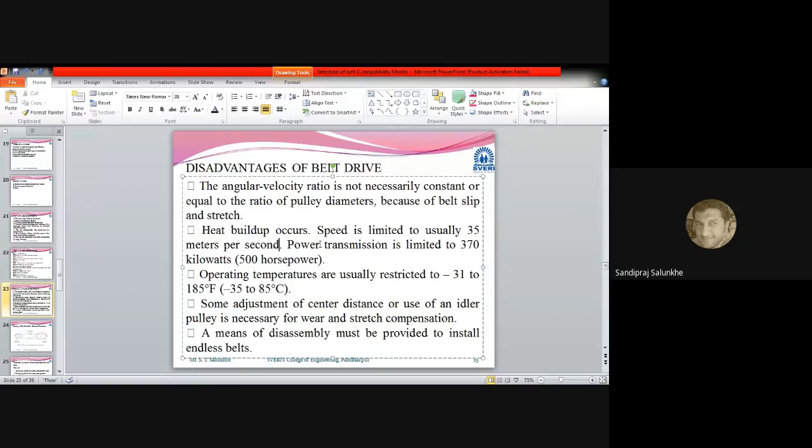Can anybody of you help me convert this into kilometer per hour? 35 meter per second means how much kilometer per hour? Can anybody of you use a calculator? We just want to convert this quantity, 35 meter per second, into kilometers per hour.